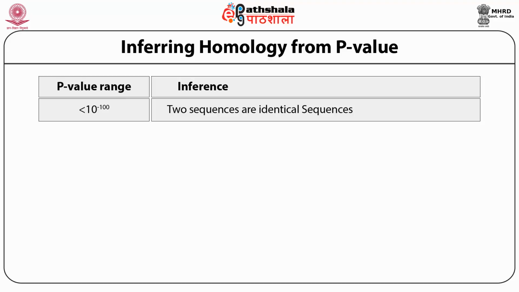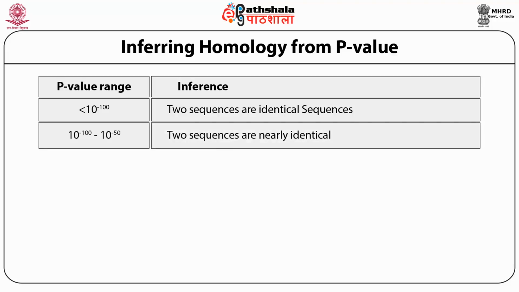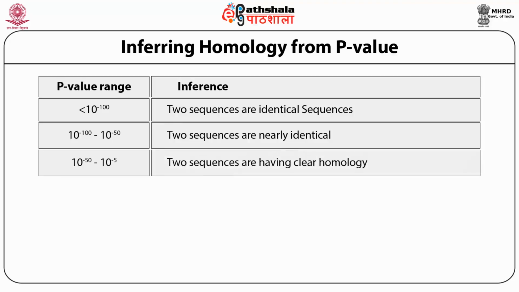When the p-value is between 10 raised to the power minus 100 and 10 raised to the power minus 50, then two sequences are nearly identical. When the p-value is between 10 raised to the power minus 50 and 10 raised to the power minus 5, then two sequences have clear homology.